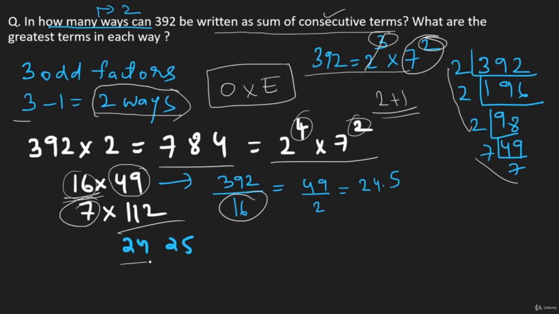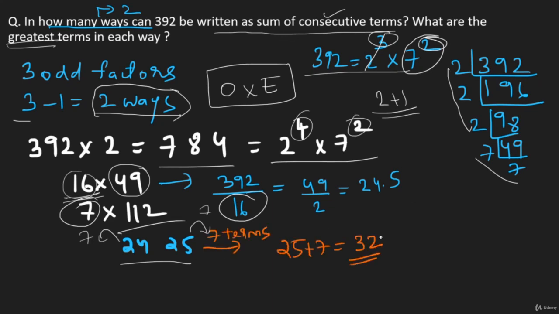Now these will be the middle terms. Now already we have 2, so 16 minus 2 is 14. So there will be 7 more terms greater than 25 and 7 terms less than 24. Now in this question we just need to find the greatest term in this set of numbers. So that would be 25 plus 7, which is equal to 32. So that's one of the answers.